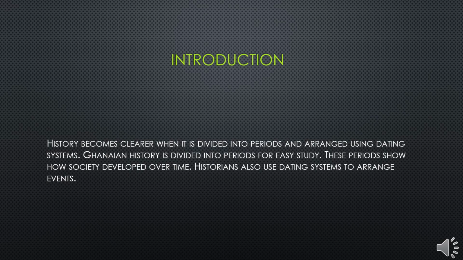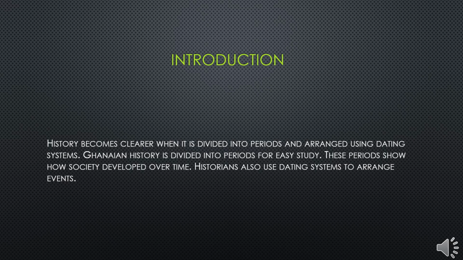To the introduction. It says history becomes clearer when it is divided into periods and arranged using a dating system. Ghanaian history is divided into periods for easy study. These periods show how society developed over time. Historians also use a dating system to arrange events. Here we are talking about Ghanaian history specifically.